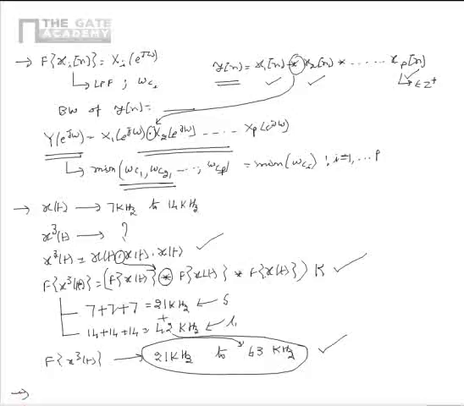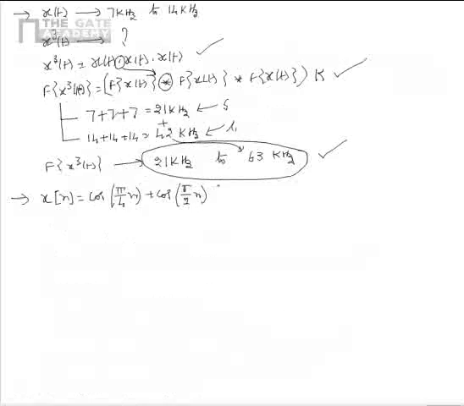Now let us consider another problem as per which it is given that there is a signal x of n is equal to cos of pi by 4n plus cos of pi by 2n. This signal is passed through a low pass filter of cutoff frequency equal to pi by 3. We need to find the resultant signal XR of n after passing the same through low pass filter.